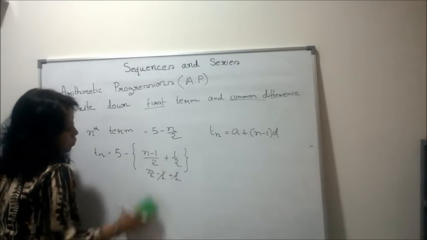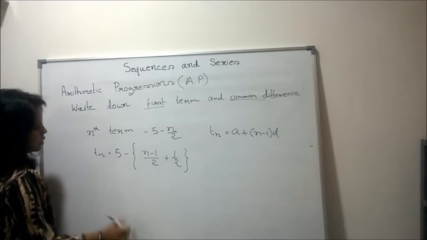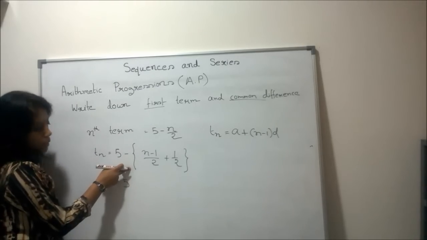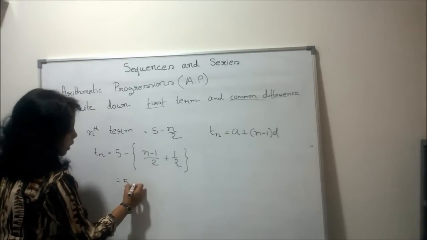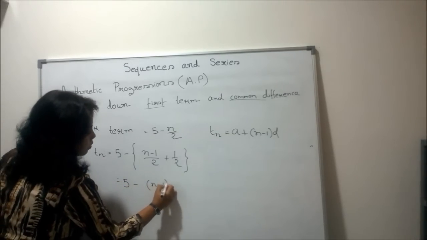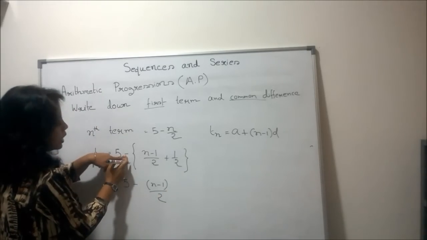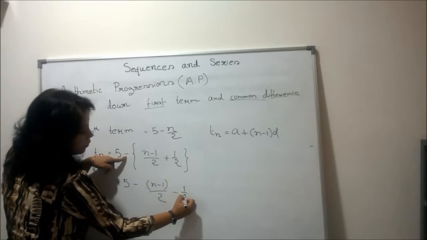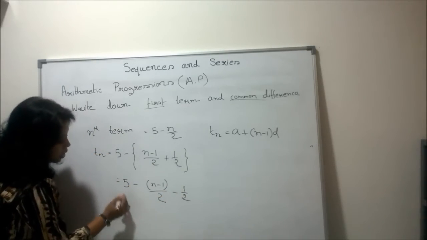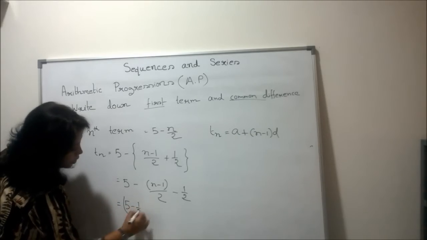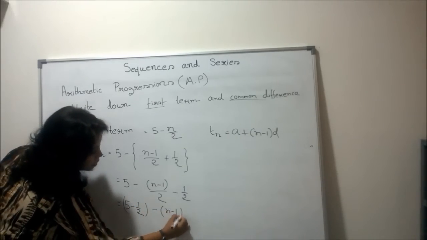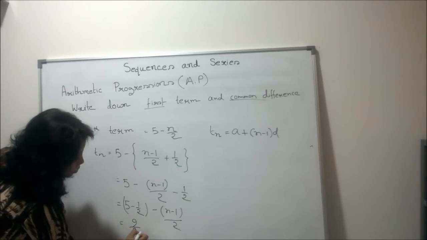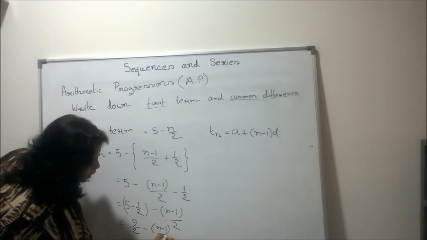Okay. So here you see that we are now removing the curly bracket. So my 5 minus n minus 1 by 2, and as this is minus before the bracket, so this sign will be changed. So that is minus half. Okay. So here 5 minus half minus n minus 1 by 2. So here we get 9 by 2 minus n minus 1 by 2.